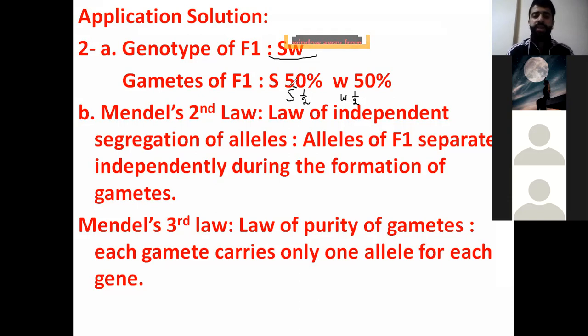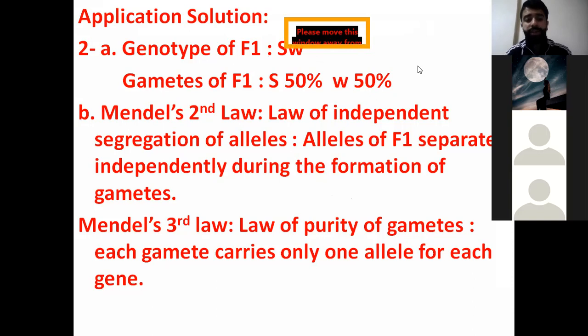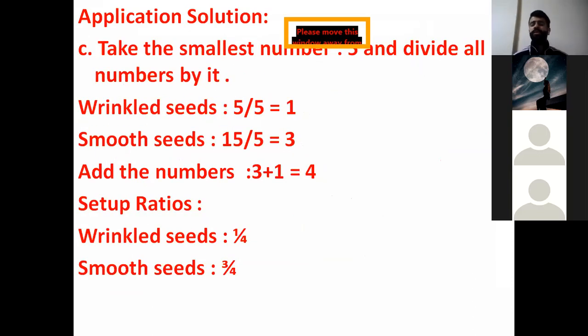So this gamete has only one allele, and this gamete only one allele. So you have to study this. Mendel's second and third laws apply when we have F1 crossed with F1, and whenever we have the F2. While Mendel's first law applies when we have the F1, the first generation. And you have to study the laws.